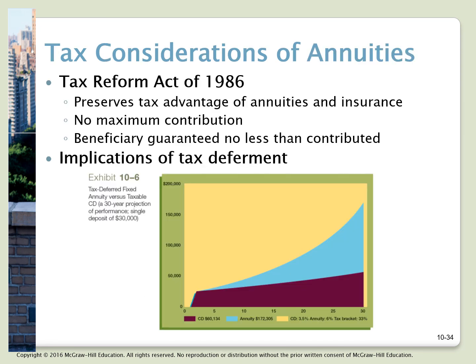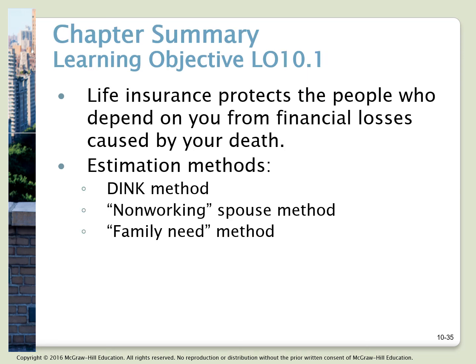Tax consideration of annuities: preserves tax advantage of annuities and insurance. No maximum contribution. Beneficiary guaranteed no less than what they initially contributed. Again, there are no guarantees, but it's close. It's as close as you're going to get.